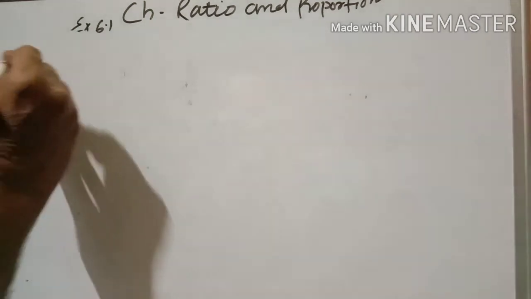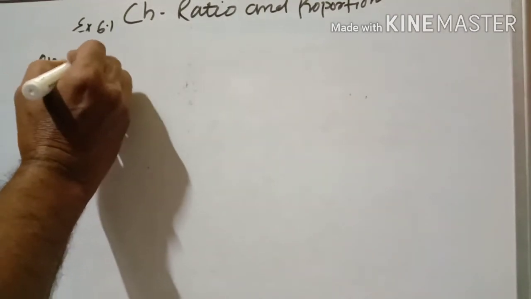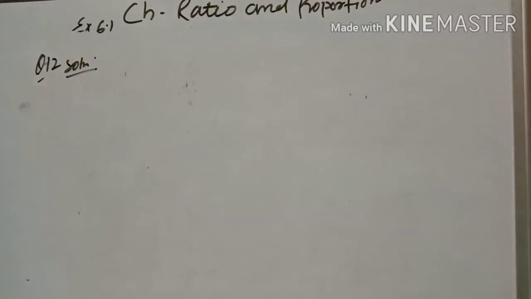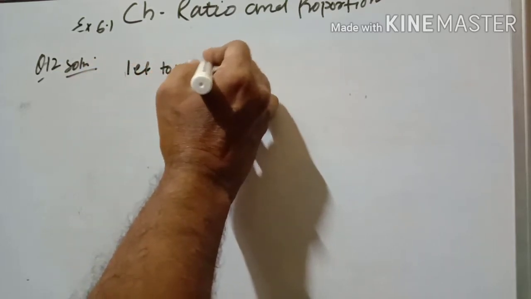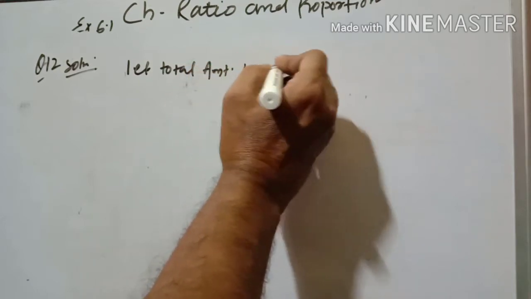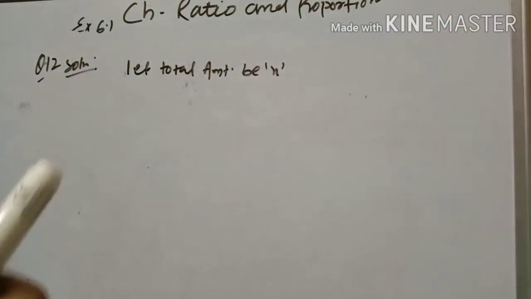Number 12. Write down question number 12 solution. It is given that a certain sum of money has been divided into two parts in the ratio 9:13. If the second part is rupees 260, find the total amount. So first of all, let total amount be x.